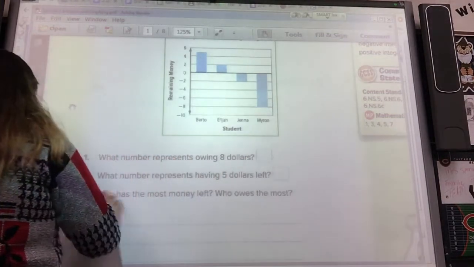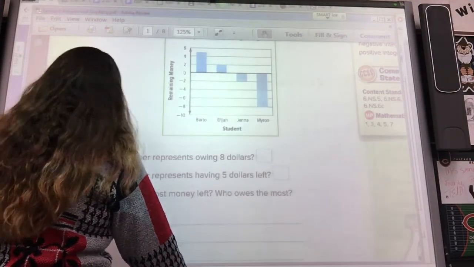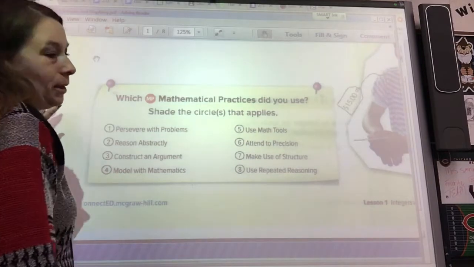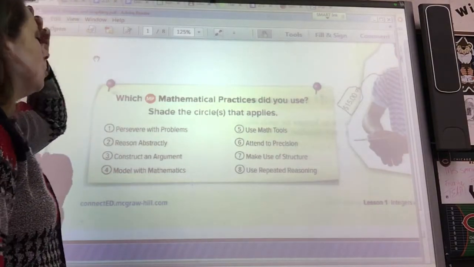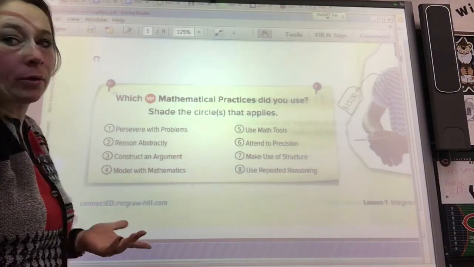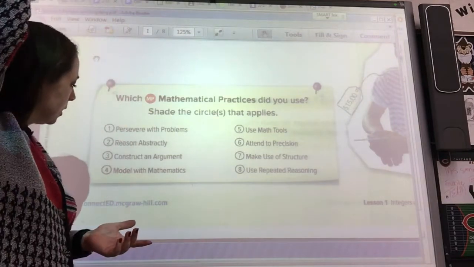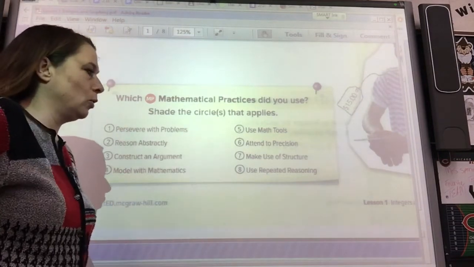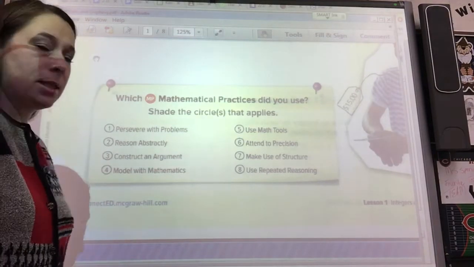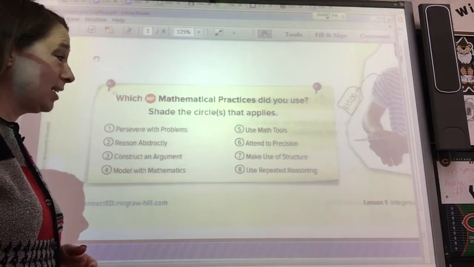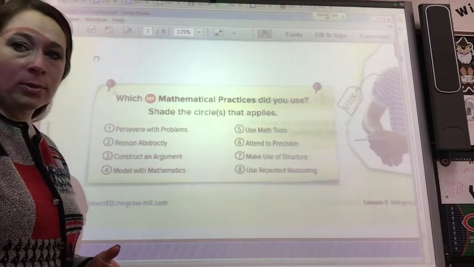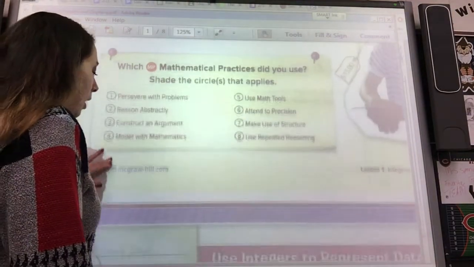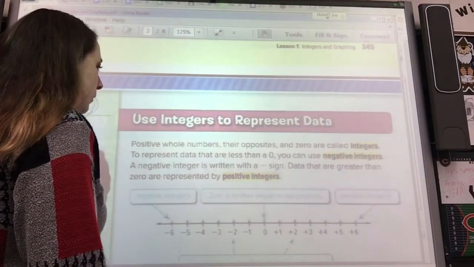Here we go. Our mathematical practices, really, we didn't use too much here. We pretty much read a graph. So we could say that we use mathematical tools, I guess, and we attended to precision. So I would say 5 and 6. Maybe make use of structure because we did look at a graph, and a graph has a lot of structure in it. Let's go on to our next page.